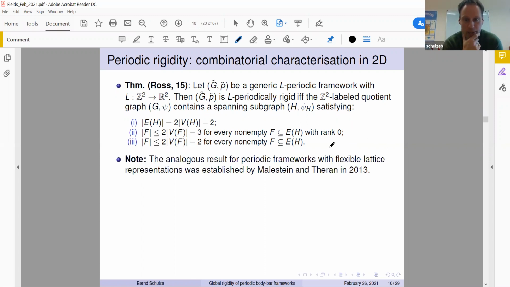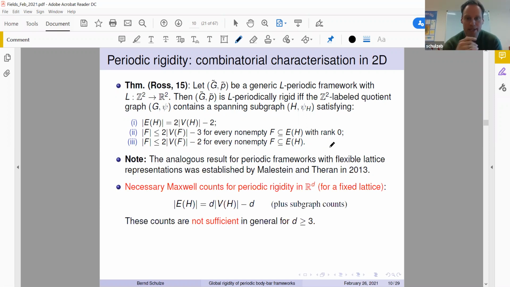Also, of course, you can look at this more generally when you allow the lattice to flex. So this makes the problem more difficult. But here we also have a Lemma type theorem. This was established by Justin Meierstein and Louis Ferran again some time ago. Okay, let's go back to the fixed lattice.